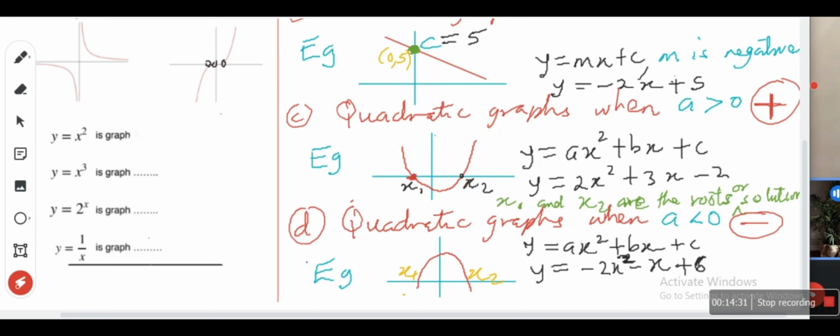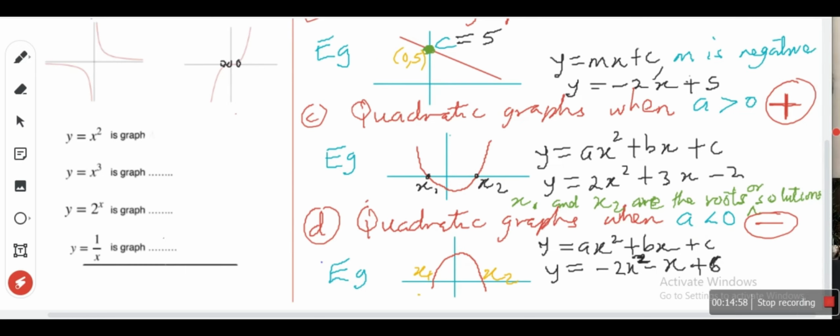Now these positions are where you have the roots or the solutions of the equation. These x values are the roots or the solutions of the equation. Now if a is negative, like y equal to minus 2x squared minus x plus 6, it will form an N. This one also has an intercept. What is this coordinate? Let me even ask you. Minus 2. Give me this coordinate. 0, minus 2.